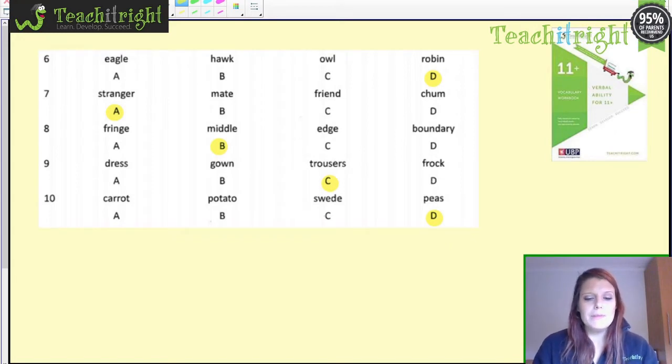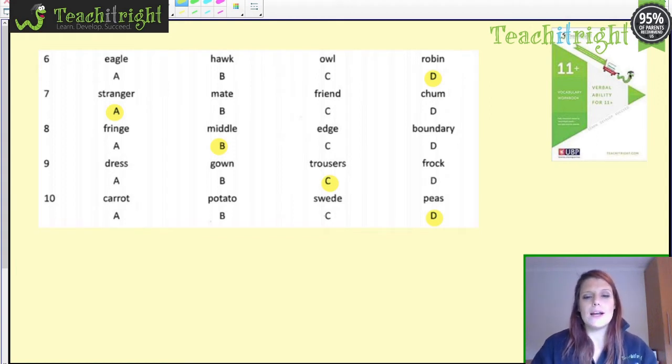Number 6 was robin. The others are birds of prey. Number 7 is stranger. This is because the others are synonyms for friend. Number 8 is middle. The others are boundaries, referring to an edge. Number 9, trousers. Quite self-explanatory there. The others are all synonyms for dress. And number 10 is peas, because the others are all root vegetables. They grow underground.